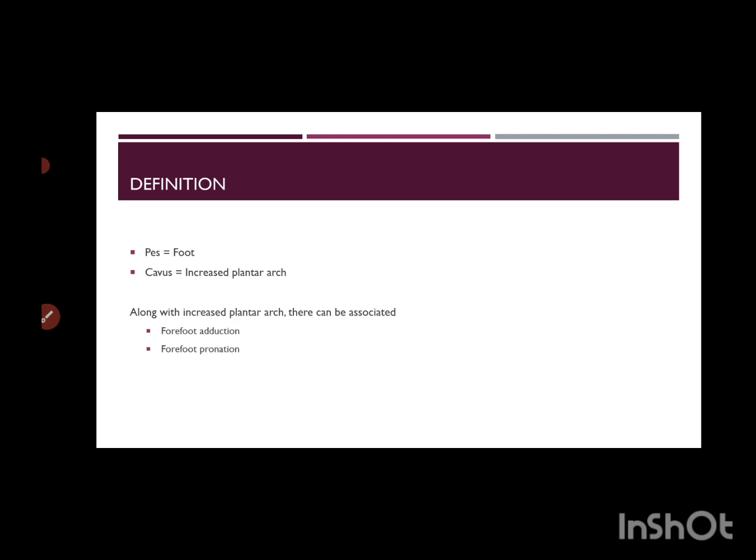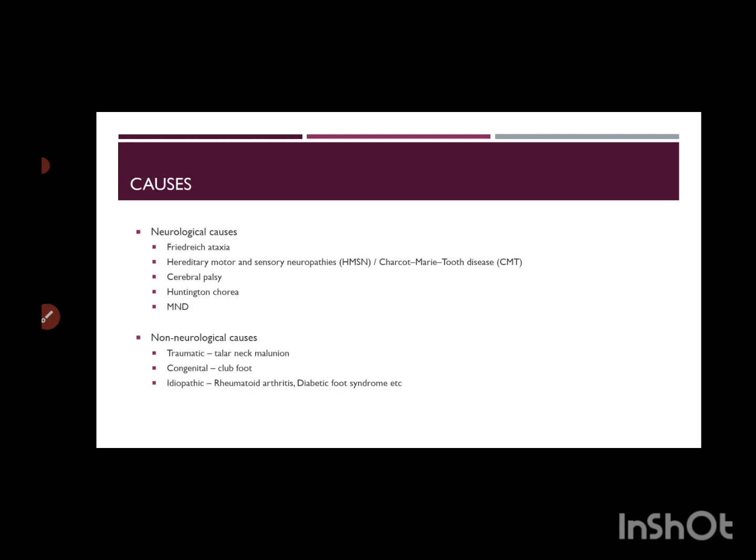So basically, whenever there is increased plantar arch, we call it as pes cavus. So along with increased plantar arch, there can be associated forefoot adduction and forefoot pronation. So all these things can be associated together. So what are the common causes of pes cavus? Causes can be classified into neurological causes and non-neurological causes.